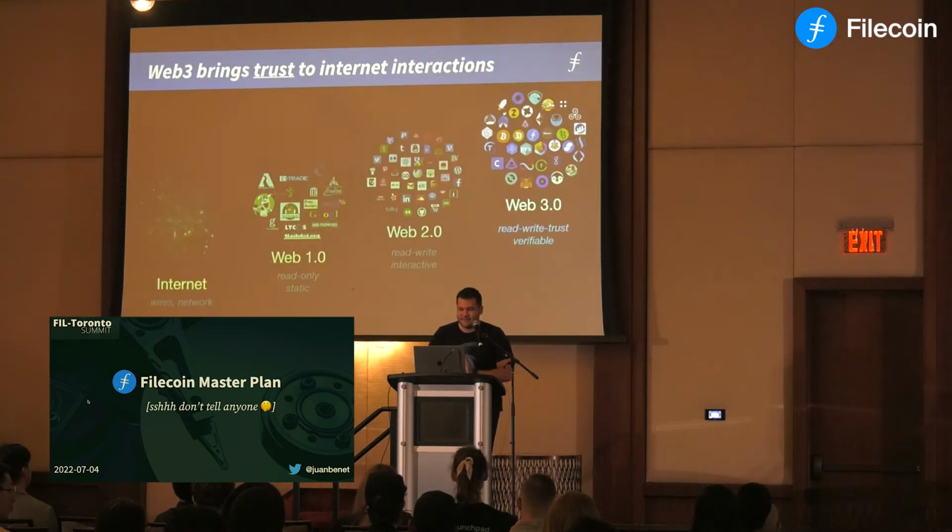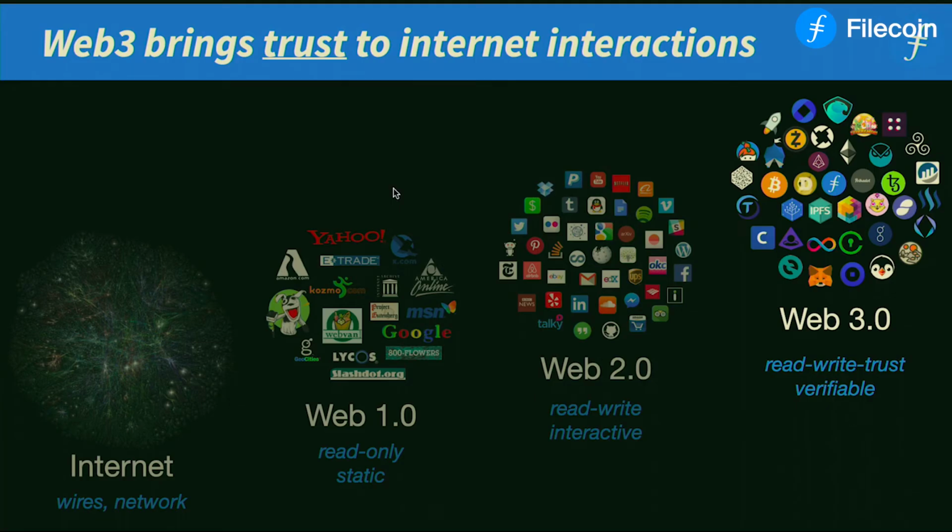Falcon master plan. Web3 is bringing trust to internet interactions. You can think of Web 1 as a read-only static medium to diffuse information. Web 2 brought read-write interactivity. And now Web 3 is bringing trust to interactions. We're doing that with cryptography and cryptoeconomics.